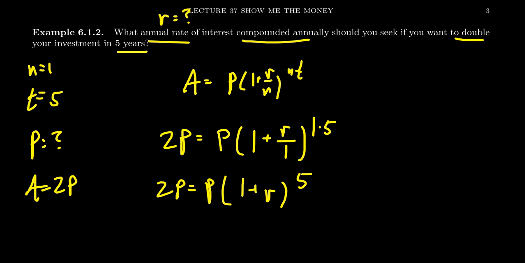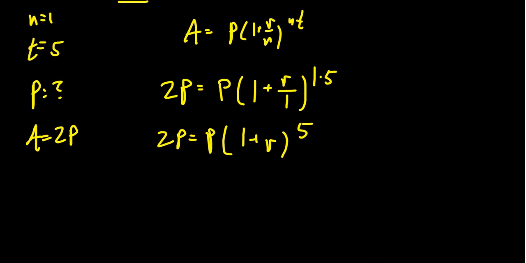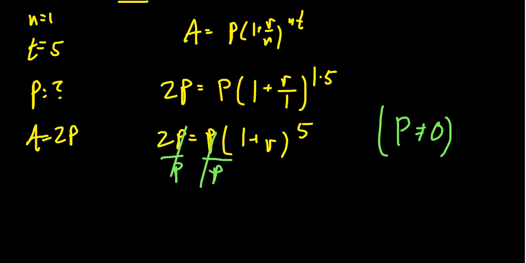And it seems a little bit concerning because we have two variables: principal and rate. Rate's what we need to solve for. But what about principal? Well, the good news is the principal doesn't actually matter because it's a fair assumption to say that the principal is not zero. If you want your investment to double, you need something to double. If I deposit $0 in the bank, then voila, it doubled instantaneously because twice zero is zero. So we have to invest something, whether that's $1, $1 million, $5. We have to invest something if we expect it to double. So we can assume that P is not zero, which means we can divide both sides by P. And then we end up with the equation 2 equals (1 plus r) to the fifth.